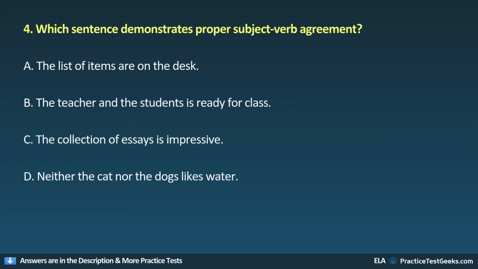4. Which sentence demonstrates proper subject-verb agreement? A. The list of items are on the desk. B. The teacher and the students is ready for class. C. The collection of essays is impressive. D. Neither the cat nor the dogs likes water.